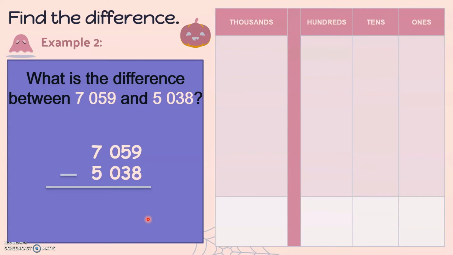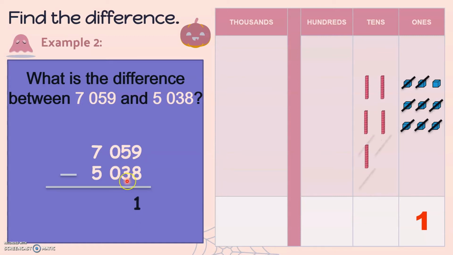What is the difference between 7,059 and 5,038? Again, to solve this, we will use the base 10 blocks and place value chart. So let's start subtracting it from ones place value and so on. So we have 9 ones minus or take away 8 ones. The answer is 1. Then, next place value, tens place value, we have 5 tens minus 3 tens. The answer is 2. Very good.